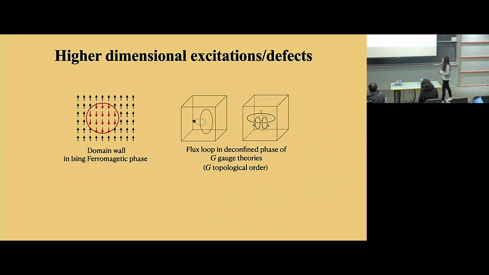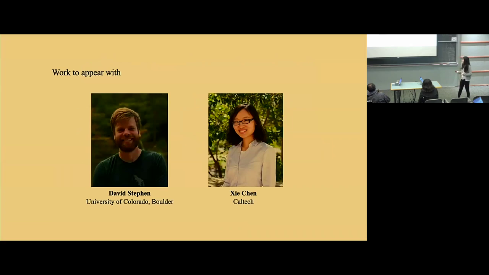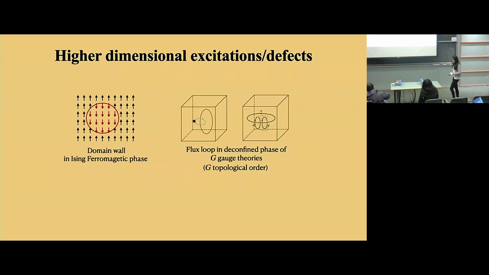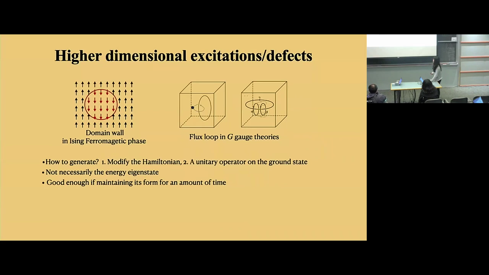Another popular, interesting one is the deconfined phase of the G gauge theory. The ground state has G topological order, but the key feature is that the topological excitations can be loop-like, and they braid non-trivially with the particle. That defines a statistical phase, which is a defining property of this phase of matter. So we have to include all these kinds of higher dimensional excitations in our study to characterize the phases.